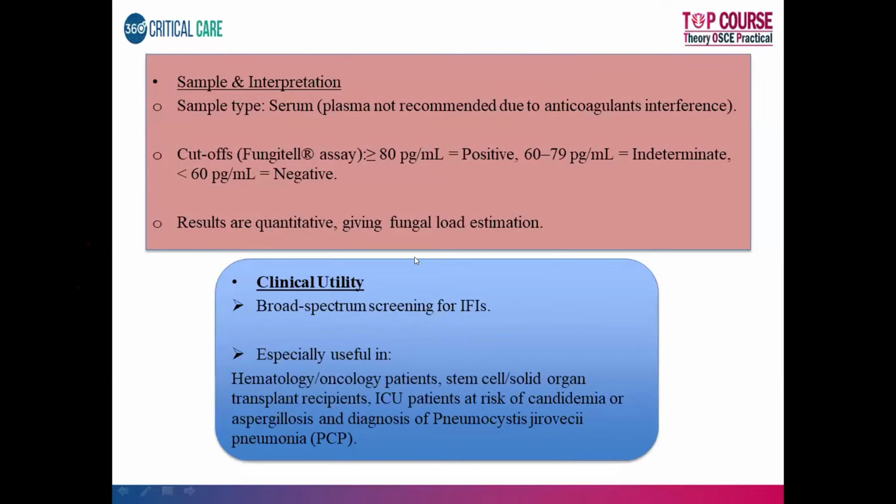Okay. Now what is the clinical utility? It is a broad spectrum screening test for all the types of invasive fungal infections, and especially used in immunocompromised patients, like your hematology patients I've already discussed, and ICU patients at risk of candidemia or aspergillosis. Also in the diagnosis of PCP pneumonia you can use this, because that forms the cell wall component in PCP also.